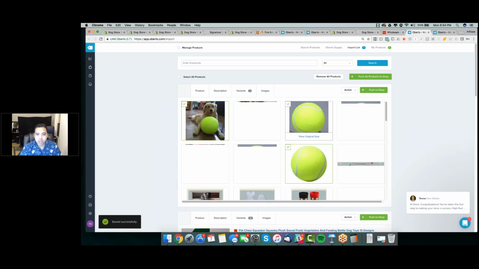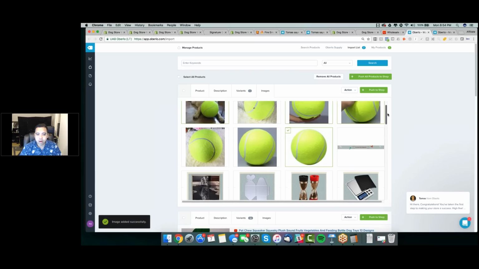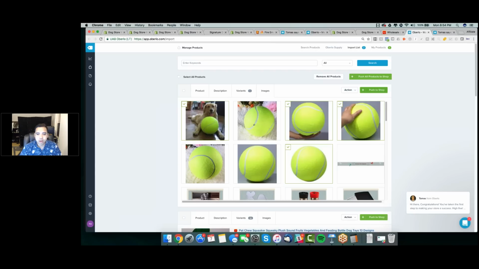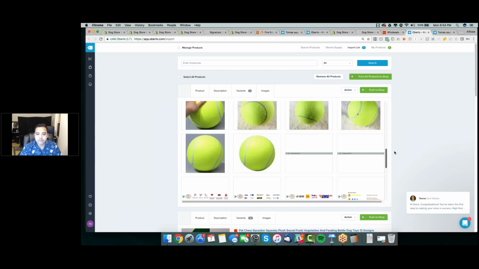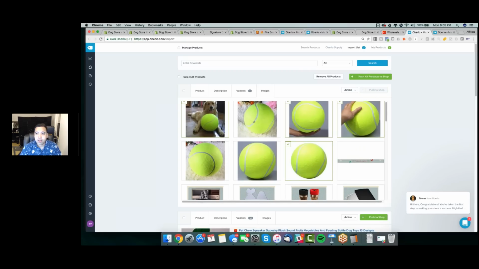Click on the image, and then we're going to try to find. Look at this. We have all these different social proof, right? People touching the ball. We have all these different ball images. We have the dog with the ball. Okay, perfect. So now we added some more images. Hit push to shop, and this is what's going to happen.